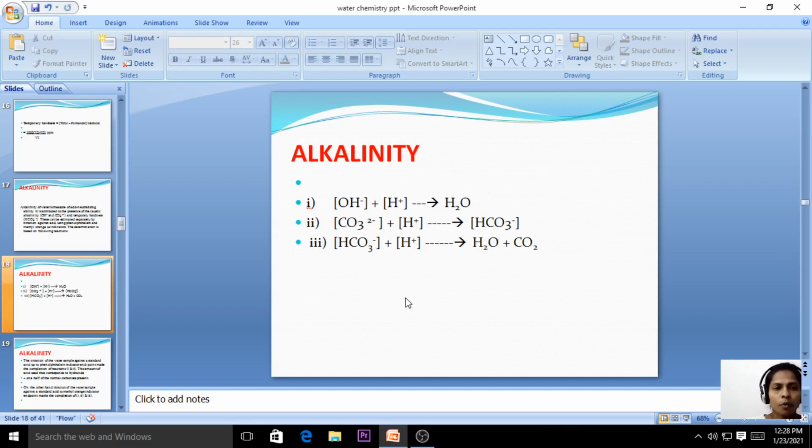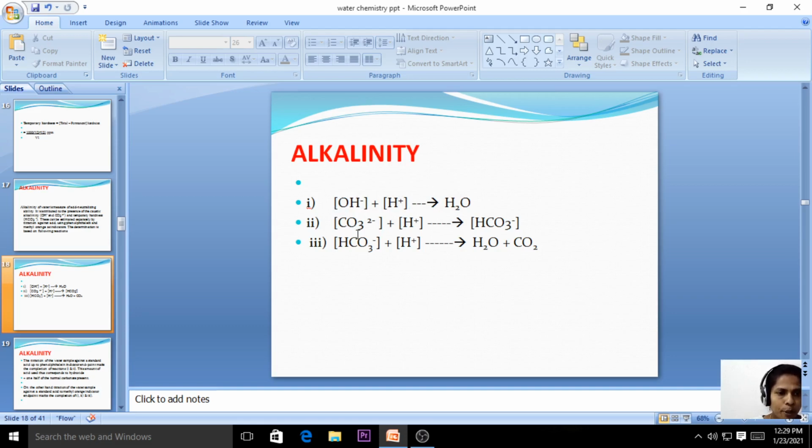So we know the water sample is titrated with the acid, but these three ions cause alkalinity to the water sample. This alkaline water is titrated with the acid. So one ion is OH minus, carbonate and the bicarbonate. When OH minus is titrated with the acid, OH minus undergoes complete neutralization and produces the neutral compound, that is water.